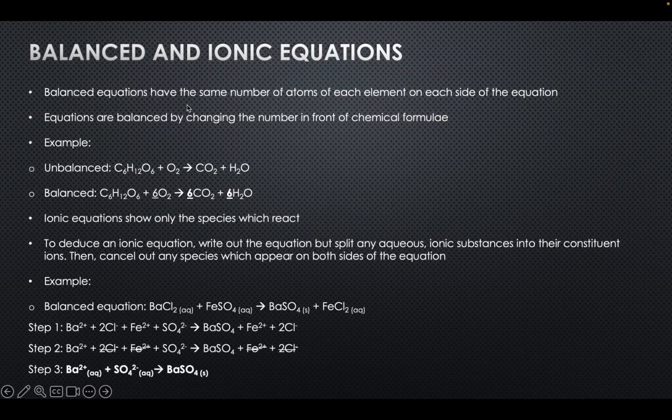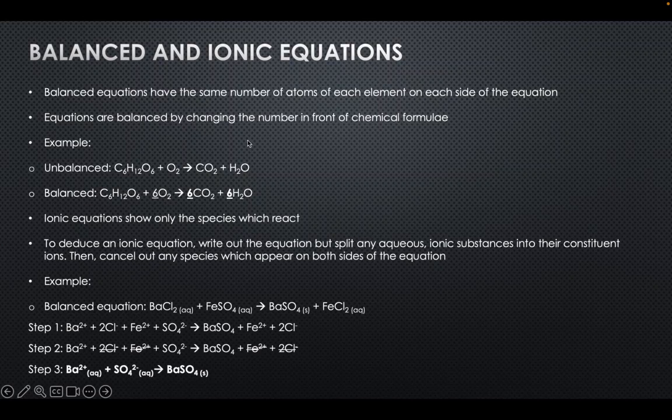So balanced equations have the same number of atoms of each element on each side of the equation. And equations are balanced by changing the number in front of chemical formulae. So here's an example. This is the equation here. It's not balanced, but if we add 6's onto everything except for this glucose molecule, then the equation ends up being balanced. And you can just pause the video and check that for yourself.